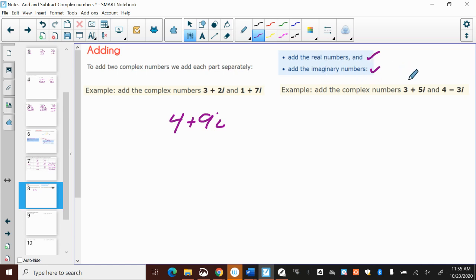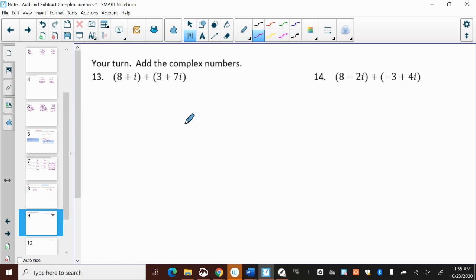I'm adding the complex numbers here. Again, we add the real parts. So 3 plus 4 is 7. 5 minus 3i would be plus 2i. And you're done. All right, so let's give this a little bit of practice.